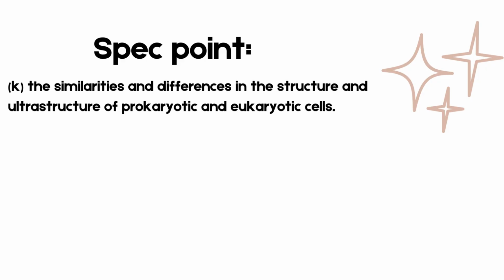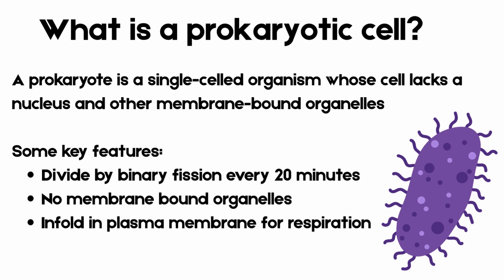Today, we're exploring the difference between eukaryotic and prokaryotic cells. Let's start with prokaryotic cells. What is a prokaryotic cell? A prokaryotic cell is a single-celled organism whose cell lacks a nucleus and other membrane-bound organelles.